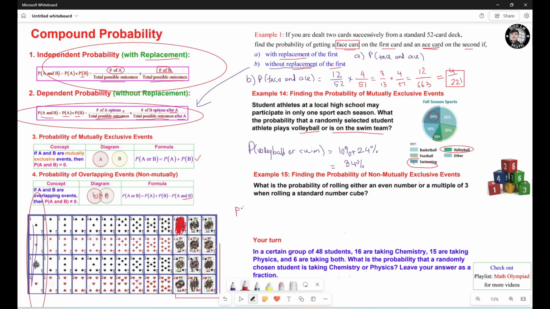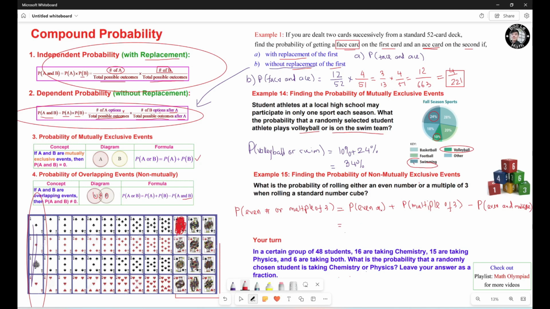So probability of even number or multiple of 3 equals probability of even number plus probability of multiple of 3, subtract probability of even and multiple of 3. So we just substitute the values now.